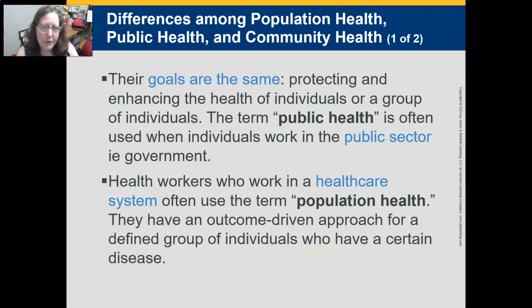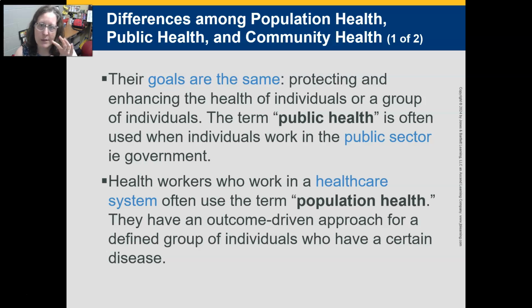So what are the differences between population health, public health, which we looked at in chapter 4, and community health? So you hear all these terms, maybe is it all the same thing? What's going on here? So first of all, their goals are all the same. So that's why a lot of times they tend to be used interchangeably, but they're not really the same thing. So their goal is to protect and enhance the health of individuals or of a group of individuals. The term public health is often used when individuals work in the public sector, so the government. So public health usually has a government component.